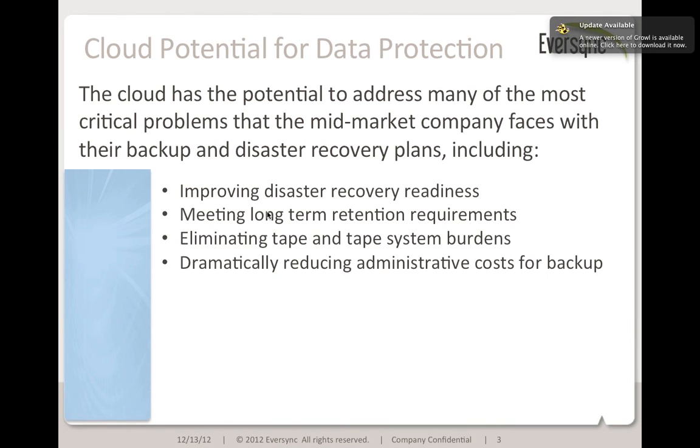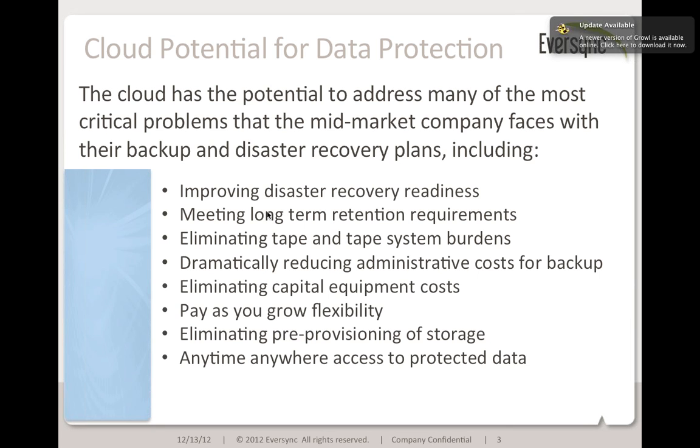So the cloud has tremendous potential for data protection. It could address many critical problems, especially for the mid-market companies who have issues with their backup and disaster recovery plans. I think one of the most important things that the cloud can bring to a mid-market company in their data protection strategy is to, for the first time, have a real disaster recovery site. And this can really tremendously improve disaster recovery readiness.